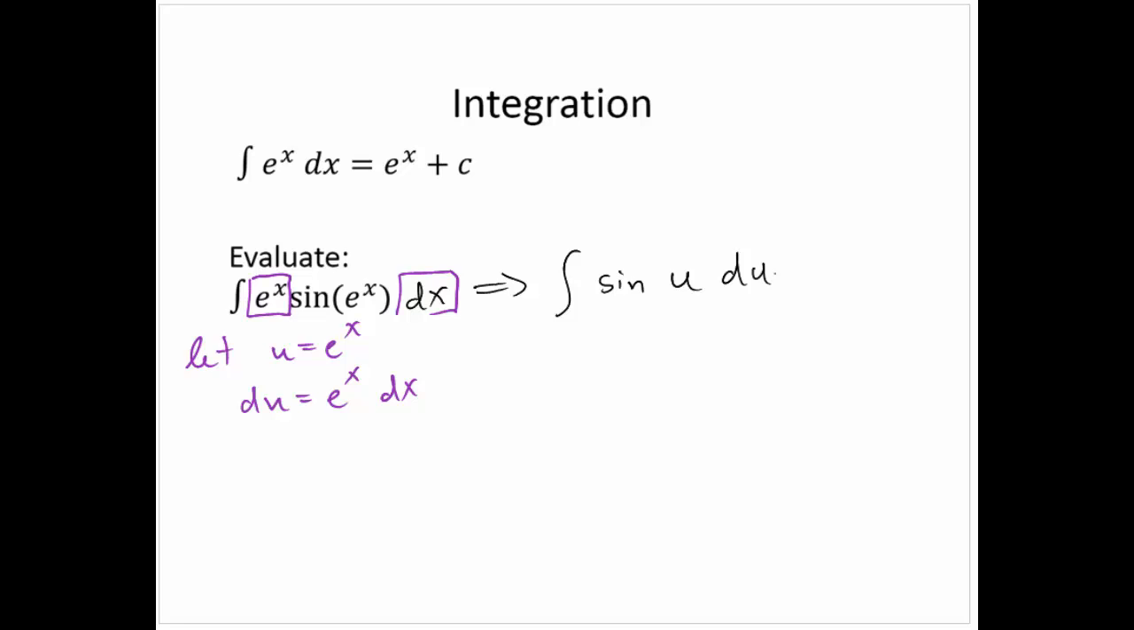And that's a simple integral. The antiderivative of sine is negative cosine. So this becomes negative cosine u plus a constant. Let's put this back in terms of x. So negative cosine of e to the x plus a constant. And of course, since this is an indefinite integral, we could check this through differentiation.